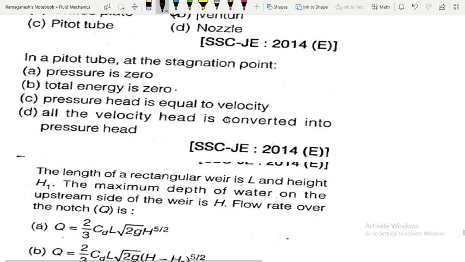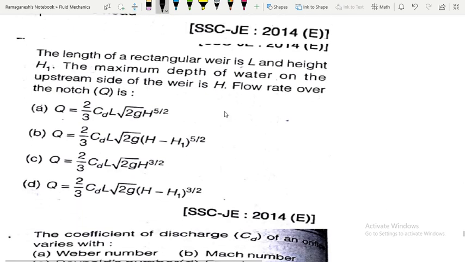So in a pitot tube at the stagnation point, the same question already discussed, all the velocity head is converted into pressure head. Right. So this is a slightly different question.